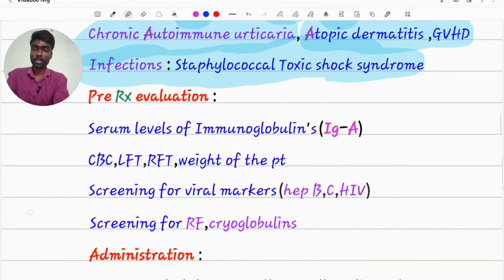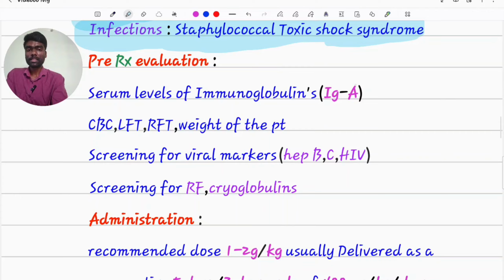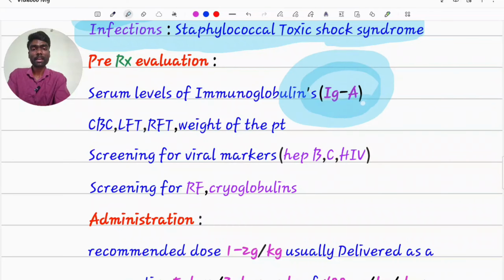Coming to pre-treatment evaluation: serum levels of IgA. If a person has very little IgA and we give IVIG, in case it contains IgA, it will lead to increased risk of anaphylaxis. So if a person has a very good amount of IgA, he will be best suited for IVIG.